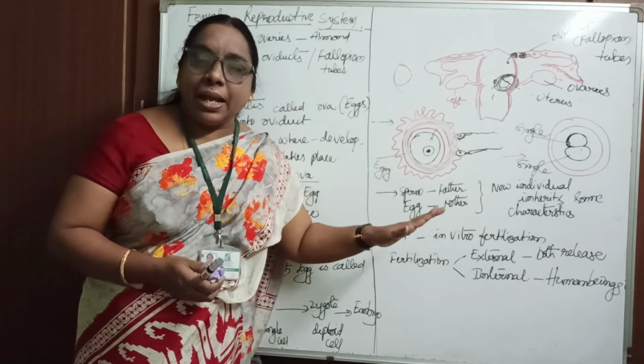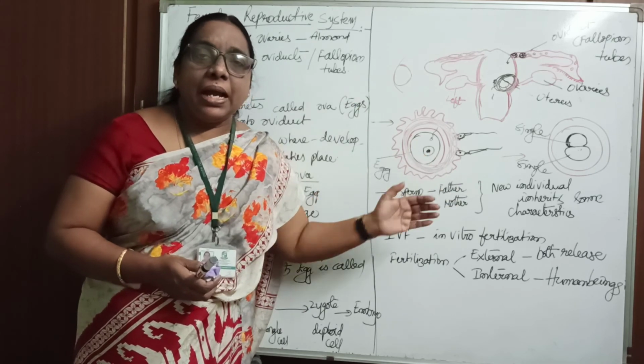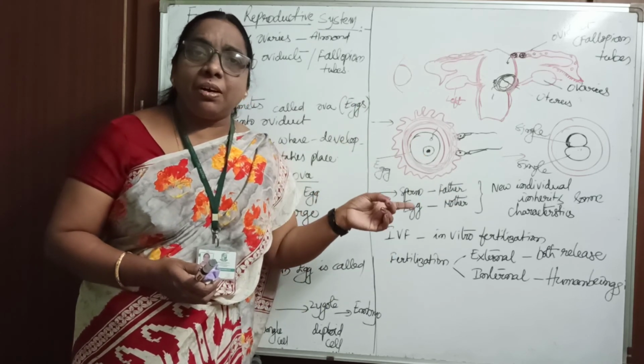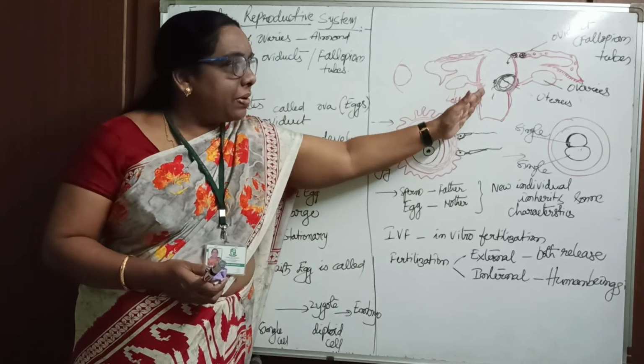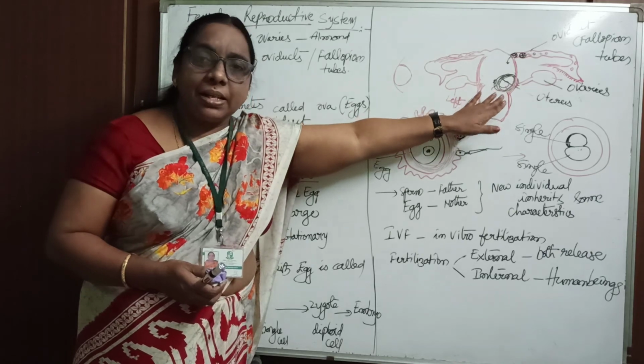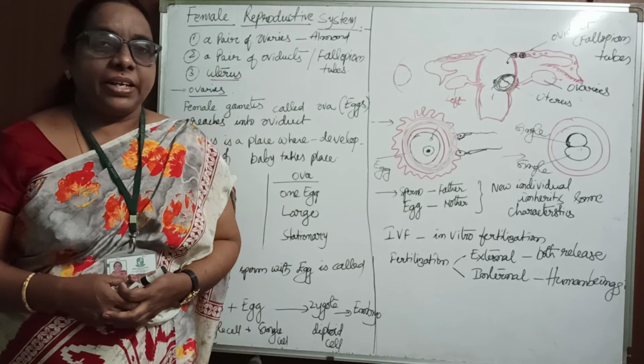So until the embryo stage, the fertilization is done outside in an artificial way, but the sperm and ovum are of the same parents. Once the embryo is developed, they insert it into the female reproductive system, and further development takes place.